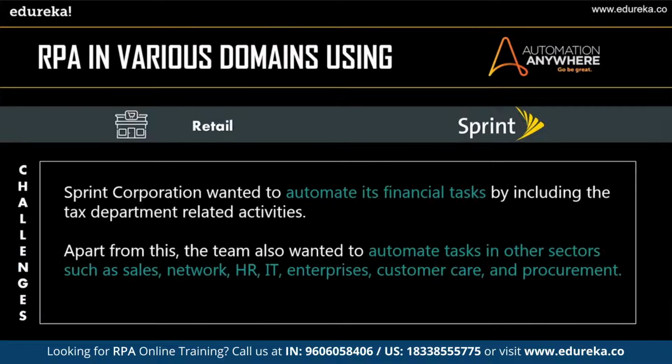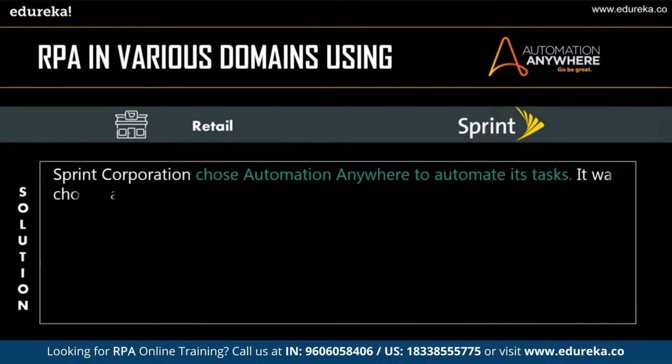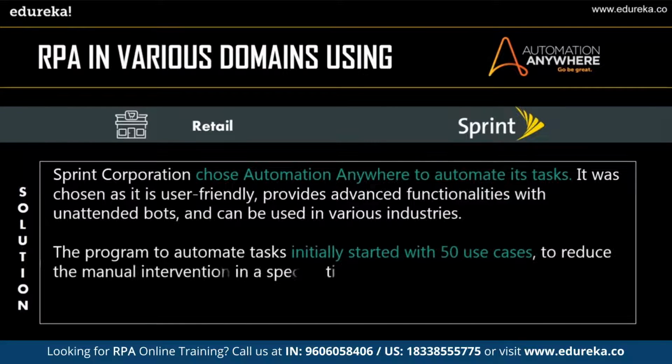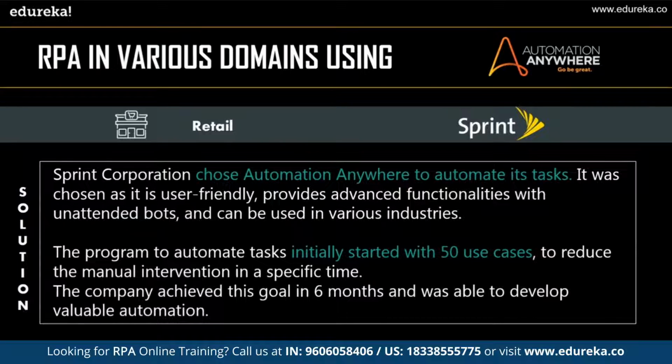So apart from this, the team also wanted to automate tasks in other sectors such as sales, network, HR, IT, enterprises, customer care, and procurement. To overcome these challenges, the Sprint Corporation chose Automation Anywhere to automate its tasks. It was chosen as it is user-friendly, provides advanced functionalities with unattended bots, and can be used in various industries.